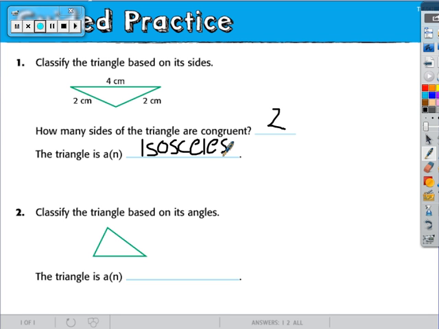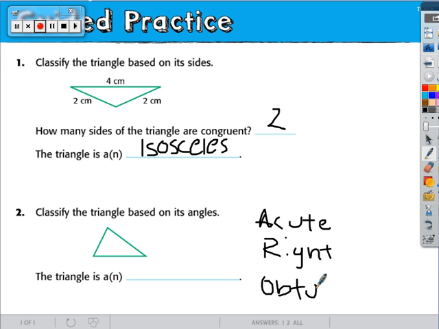Now we're going to classify the triangle based on its angles. Okay. So, this doesn't ask us, but we need to know how many acute angles, 3, how many right angles, 0, and obtuse. So, we have no obtuse angles, no right angles, and how many acute? 3. Okay, so the triangle is a what? It's an acute. Why is it called acute? Because that's what angles smaller than 90 degrees are called. Oh. They're called acute. Okay.